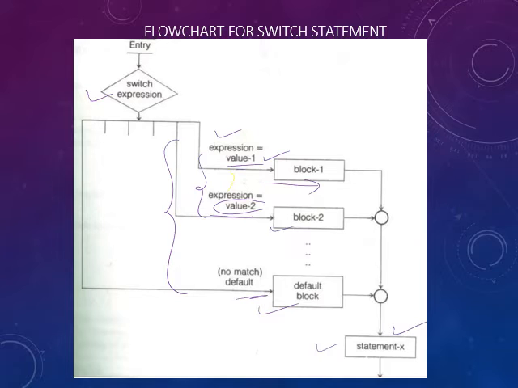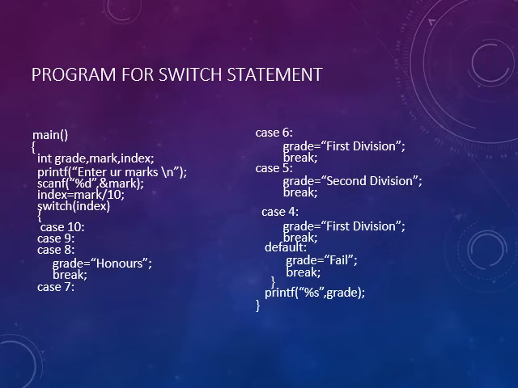So statement X is a statement related to the main program, and this is an example for switch case. We can give the switch case labels in any random order. So these are the labels 10, 9, 8. These are value 1, value 2, and so on. You need not follow ascending or descending order. We can give them in any way regarding the switch cases.